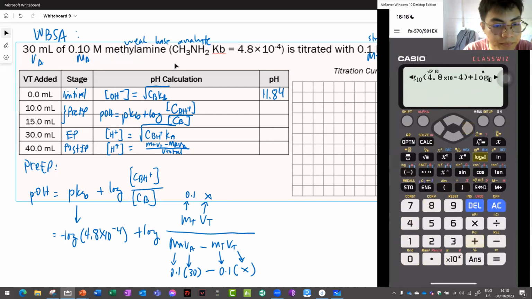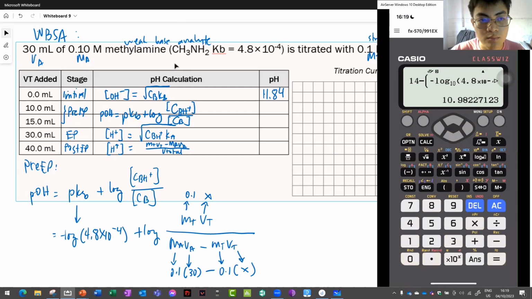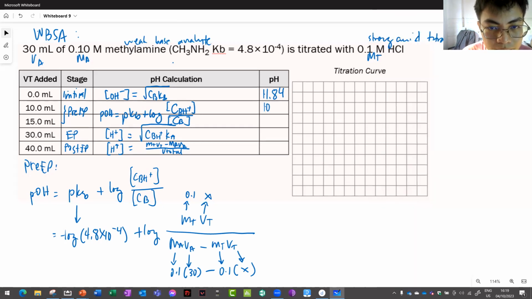Plus logarithm of the MTBT. Gawin ko yung 10 ml. So 0.1 times 10 divided by 0.1 times 30 na analyte minus 0.1 times 10. So answer is 10.98. Does it make sense? Yes. Bumababa yung pH. So 10.98.